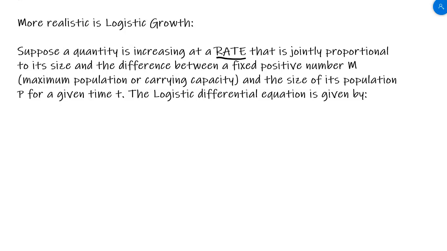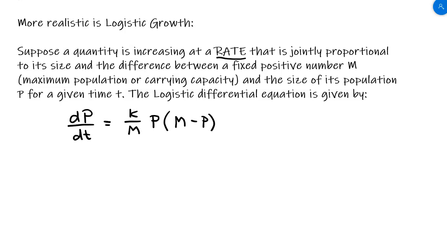So the logistic differential equation looks something like this. Because it's a rate of growth, it's going to be a rate in the change of population over time. So we said it's jointly proportional. So there's some proportionality constant. We'll call it k over M. And then the two things are the current population and the difference between the carrying capacity and the current population.